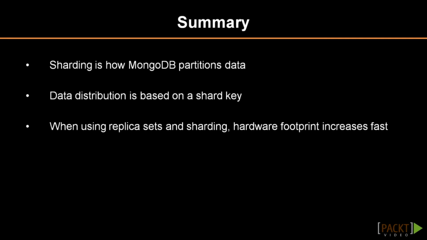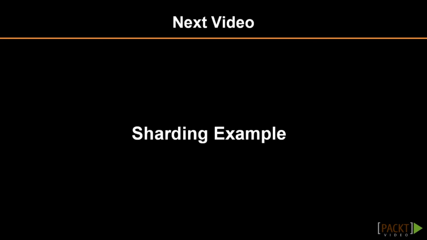This section introduced sharding in MongoDB. Sharding is how MongoDB partitions data to distribute work. Data is segmented based on a shard key. The number of servers required to set up a sharded cluster is much higher than what is required for just a replica set. The next video will present a sharding example.